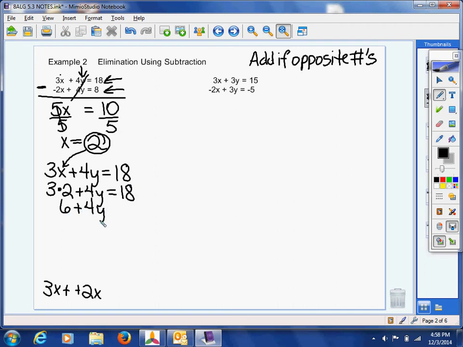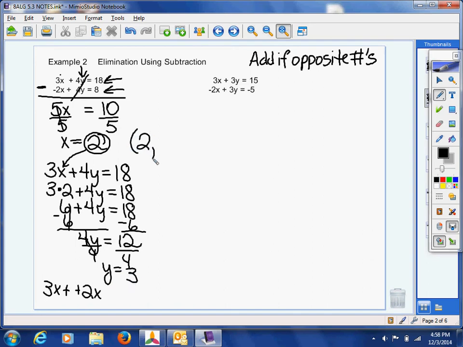So now from here, it's a two-step equation. We're going to take away 6. And we have 4y equals 12. And then divide each side by 4. And we now know that y is 3. So our point of intersection is x is 2, y is 3. Here's the point of intersection. If I graph those two lines on a coordinate plane, they would crisscross at 2, 3. And of course you can check them, just plug them into each equation, make sure they work. I'll let you do that on your own time, okay?